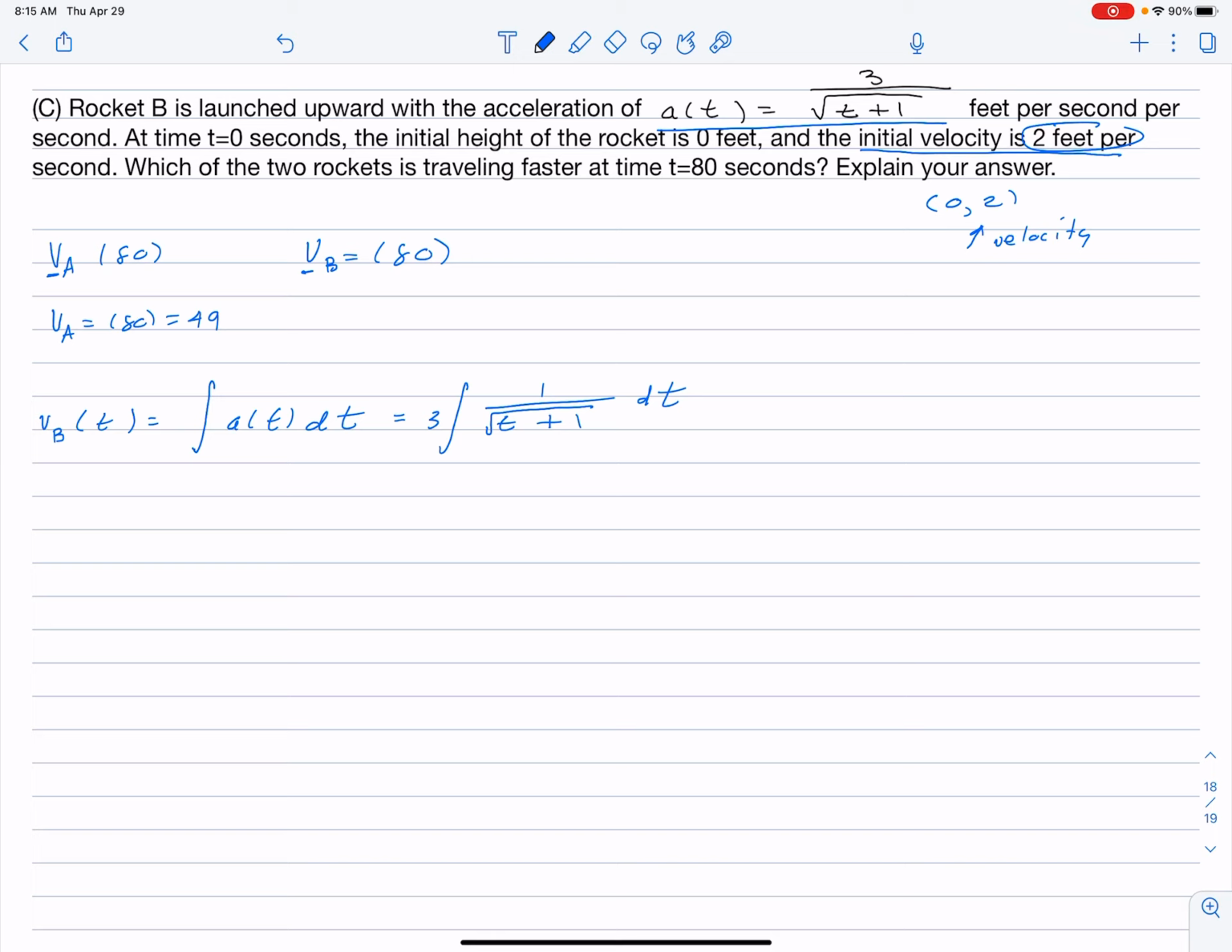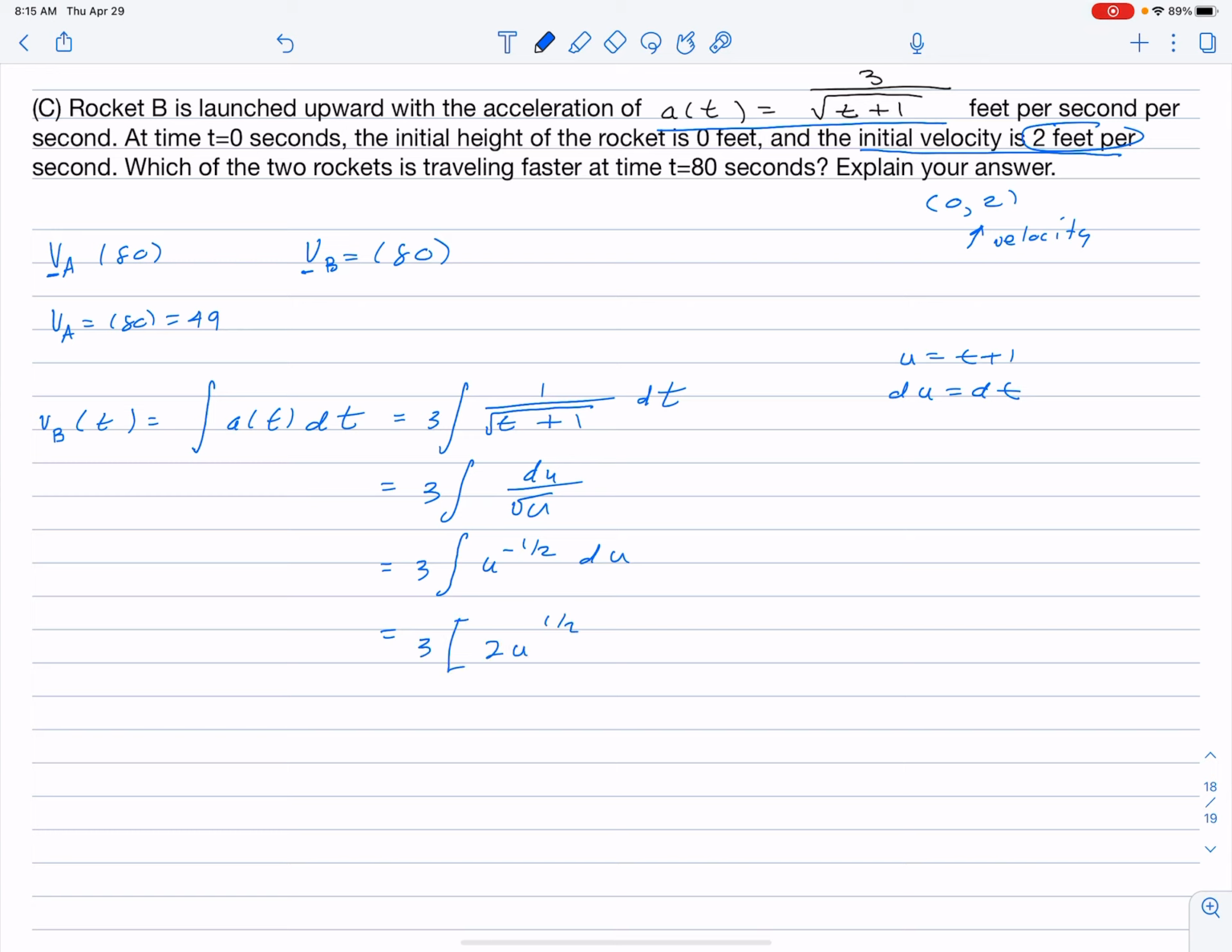Okay, so let's see. I'm going to do a little u substitution. So u equals t plus 1, du equals dt. So this is going to be 3 over the square root of u du. And actually, let's rewrite that as u to the negative 1/2 du. Okay, so when we integrate this, we get 3 times 2u to the 1/2 plus some c, right? That's important, that plus c.